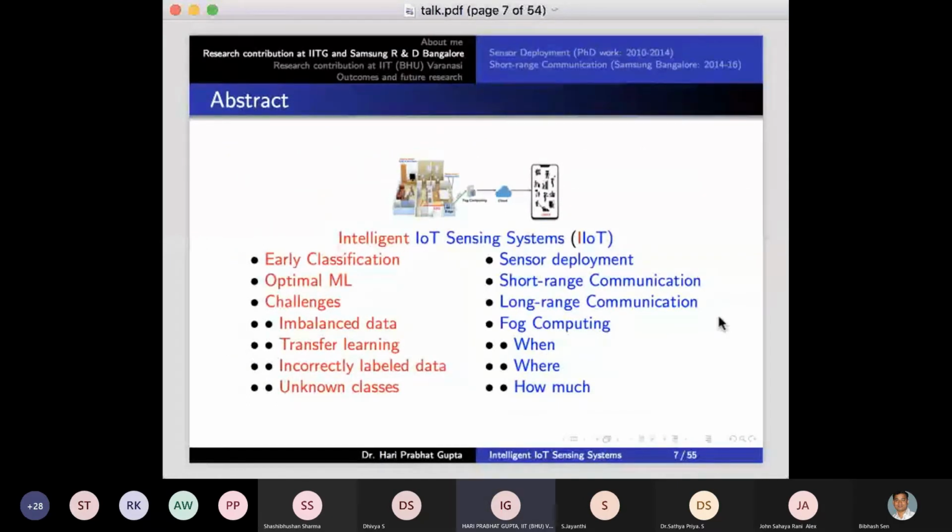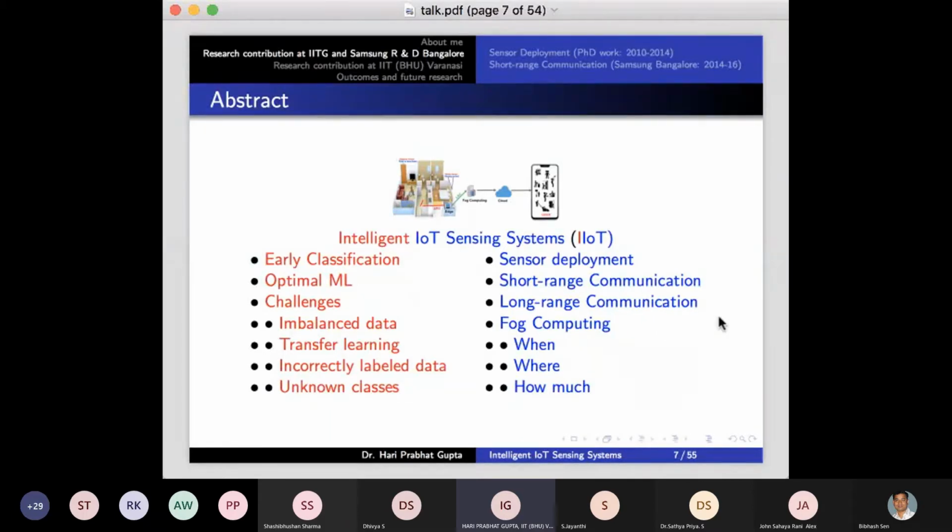As the title is intelligent IoT sensing system, it's a very big title and covers a huge field. If we go right to left, first comes the sensing. In this entire work, my main focus is on sensors, not images.